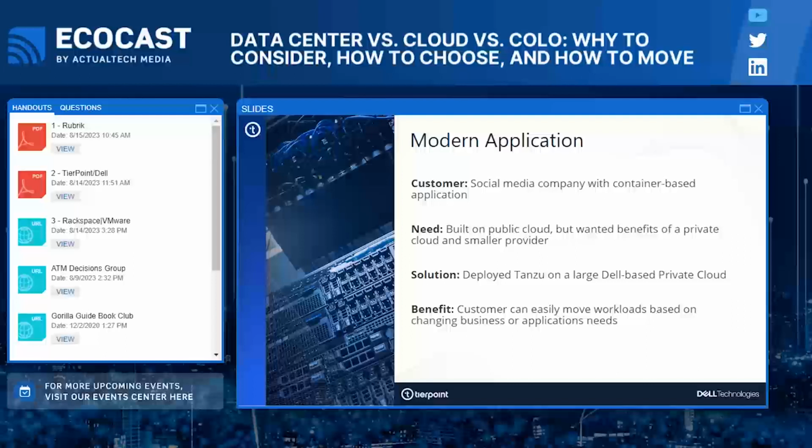So we were able to stand up a container environment in one of our data centers, along with all the accompanying network components. And now they're able to seamlessly move workloads between public and private, depending on changing needs. And they have access to our team of experts whenever they have any issues.